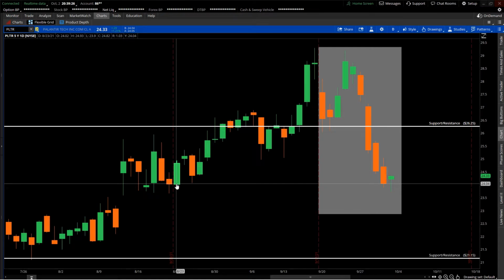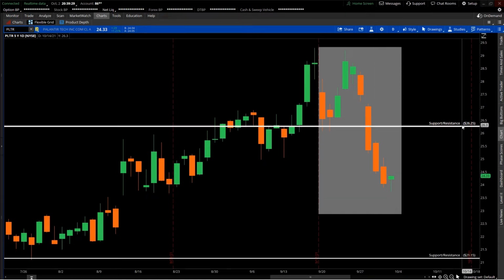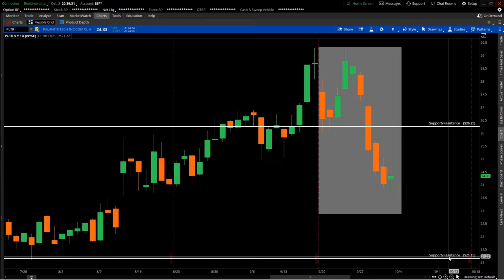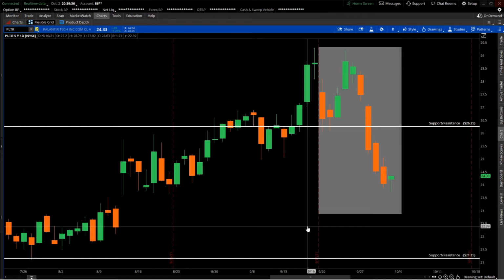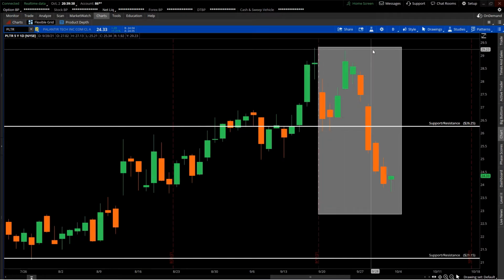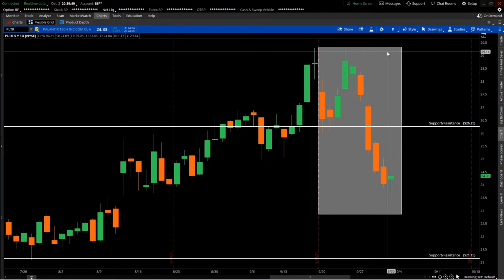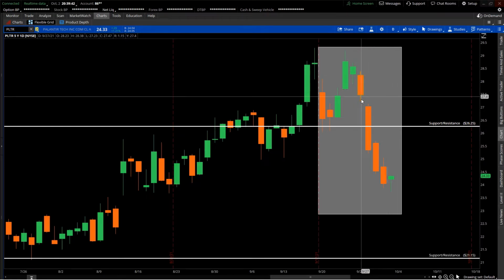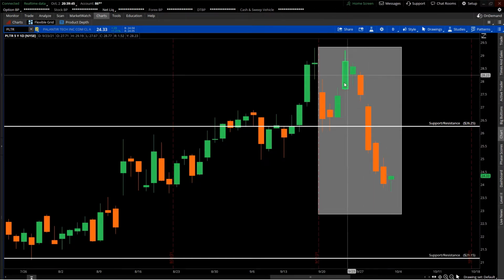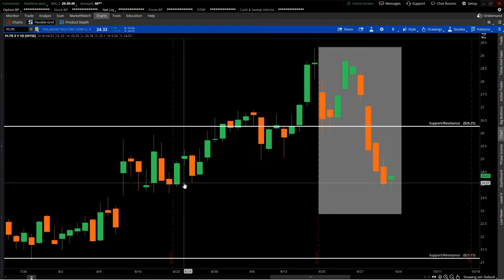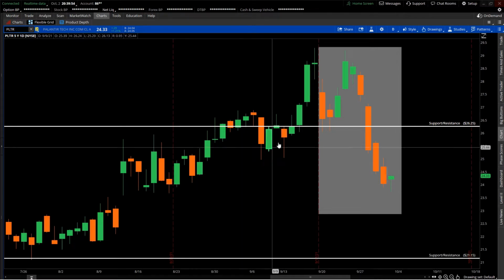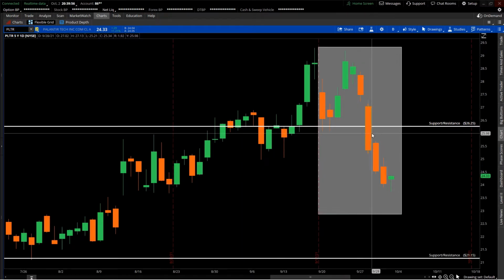In that recording, I identified 26.25 and 21.15 as the local support and resistance levels. I also identified that this gray box would be an area of concern because I was anticipating a pullback sometime in this gray box. Since recording that, this is a status check 30 days later, and here we are, price is below 26.25.